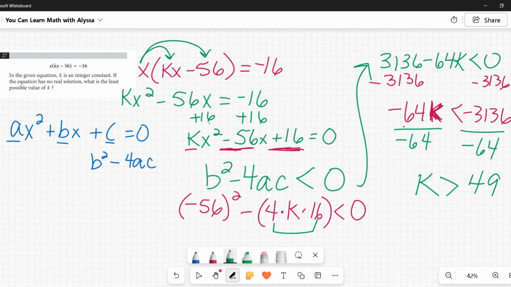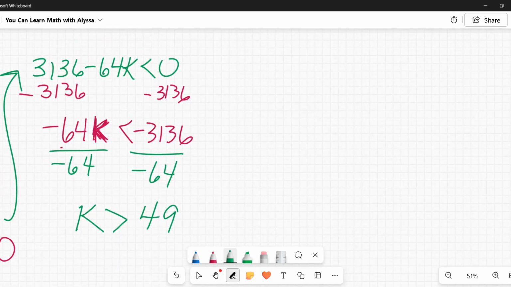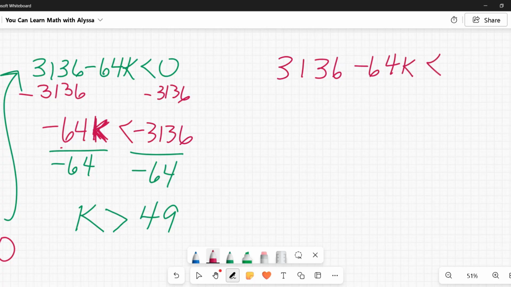And if you're wondering why that happens, like why would you reverse it? I'm going to do this as a little aside right here, and then we'll come back to the main thing. I want you to understand things. I know I over-explain sometimes, but I really want you to understand these math concepts, to know what's going on and not just memorize rules. Let's go back to this step right here. 3,136 minus 64k is less than 0.